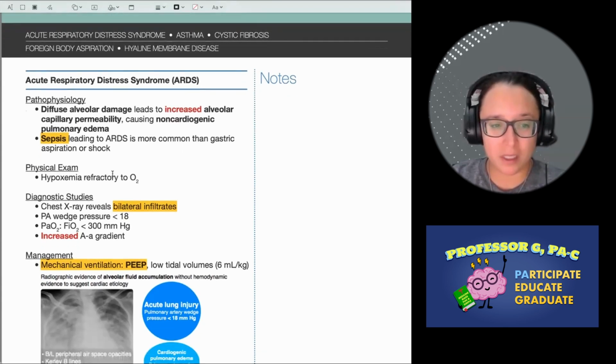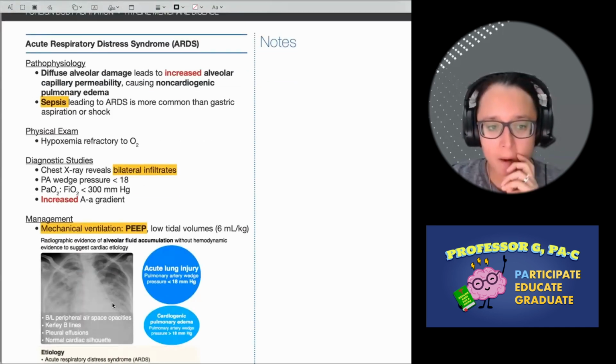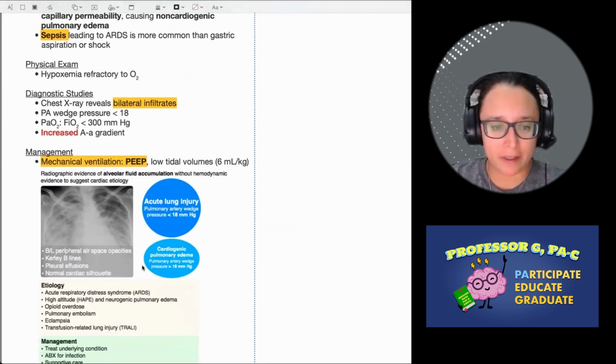Basically, on an exam, you're going to see someone gasping for air. They are usually either admitted or they have something else going on, like a sepsis picture, and they can't oxygenate. Even if you give them 100% oxygen, they are not oxygenating. They're hungry for air. When you do an X-ray, you'll see bilateral infiltrates, basically whited out on both sides, and it's not due to a heart problem like CHF. It's due to this. And it's very, very serious when you see it.